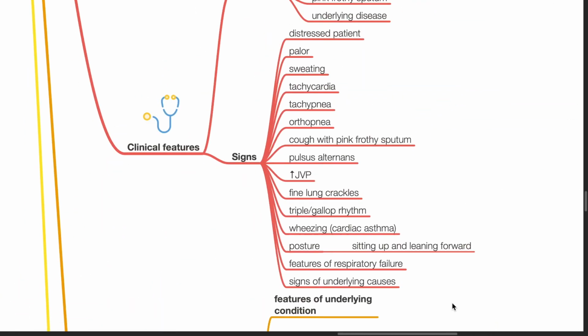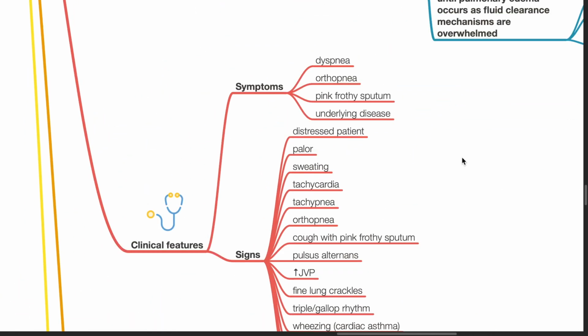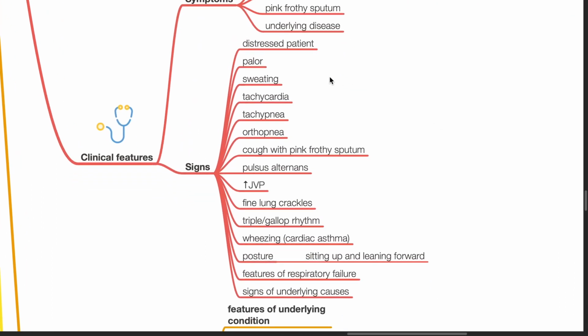Clinical features. Symptoms include dyspnea, orthopnea, pink frothy sputum, and symptoms of the underlying disease. Signs include a distressed patient, pallor, sweating, tachycardia, tachypnea, cough with pink frothy sputum, pulsus alternans, increased JVP, fine lung crackles, triple or gallop rhythm, wheezing, posture of sitting up and leaning forward, features of respiratory failure, and signs of underlying causes.